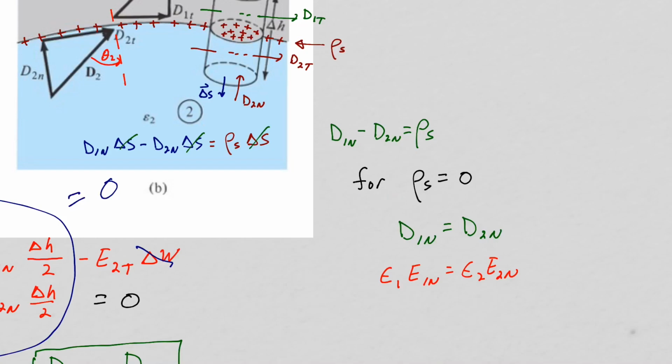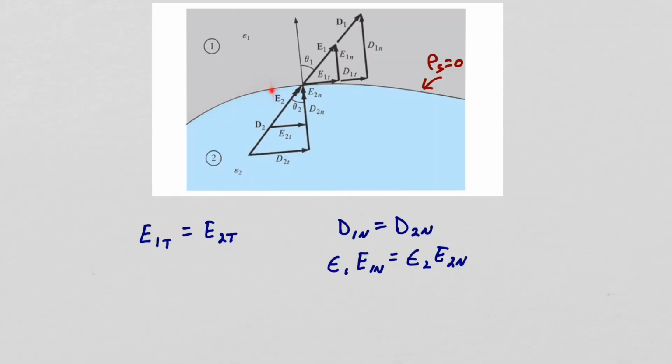When the free surface charge on the boundary between the materials is 0, we found that the tangential components of the electric field intensity are the same on the two sides of the boundary, and the normal components of the electric flux density fields are the same on the two sides of the boundary. We can rewrite the electric flux densities in terms of the permittivities and the electric field intensities.